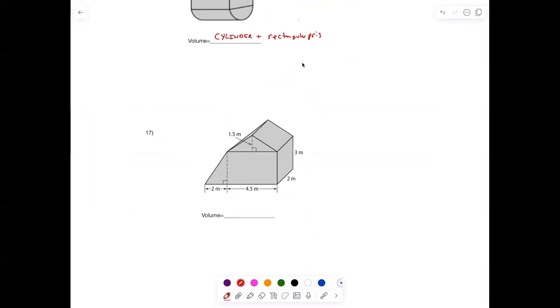Get to work. I want the name of the shape. I want the formula. Write it out, then type in the numbers. Then after you type in the numbers, you can use your calculator.